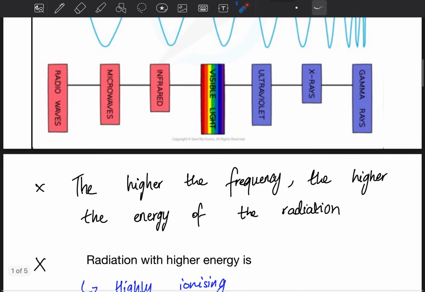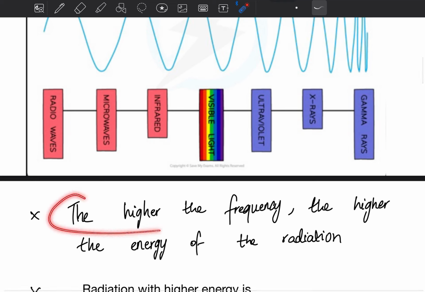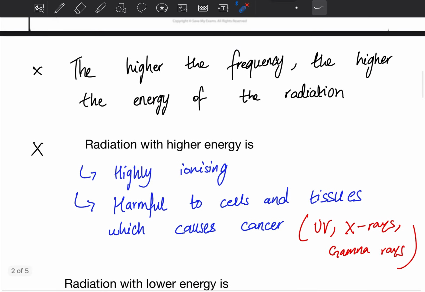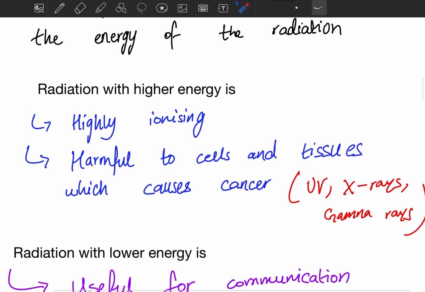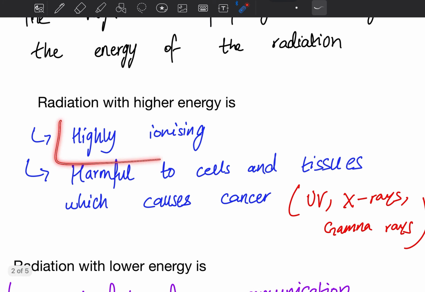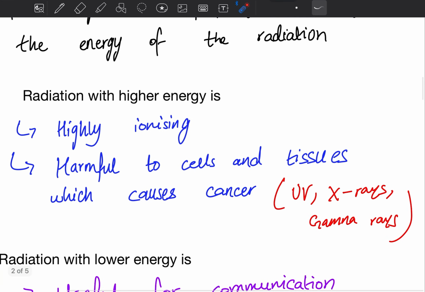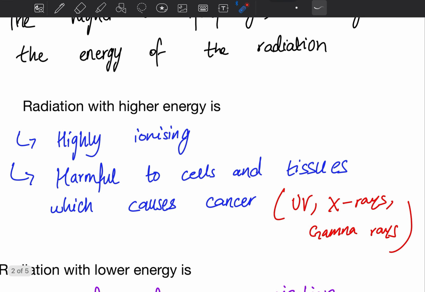So the point which you need to remember here is that the higher the frequency, the higher the energy of the radiation. Radiation with higher energy is called highly ionizing. It is harmful to your body cells and your body tissues, which also causes cancer. For example, things which are used to treat cancer are gamma rays, X-rays, and UV.